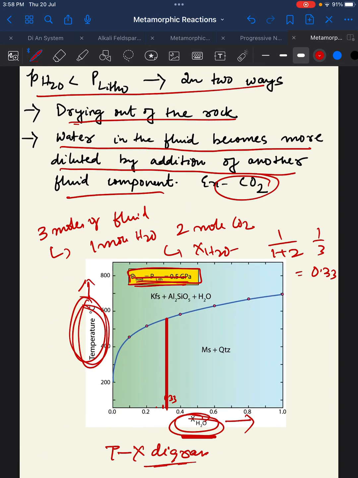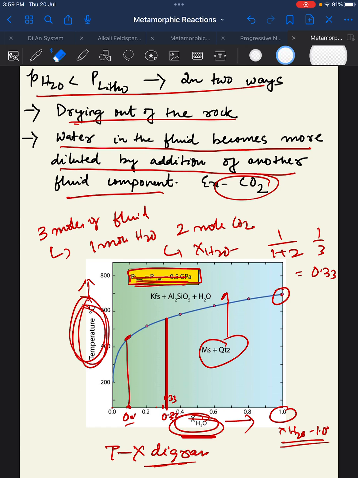So this is X H2O equal to 0.33. If I have X H2O equal to 1, it means I have only water, and no CO2 or any other type of fluid that has diluted it. In that case the reaction, the change from muscovite plus quartz to K feldspar plus sillimanite, will take place at a higher temperature. But if I have less water, suppose this is 0.1, in that case I will have a very low reaction temperature.